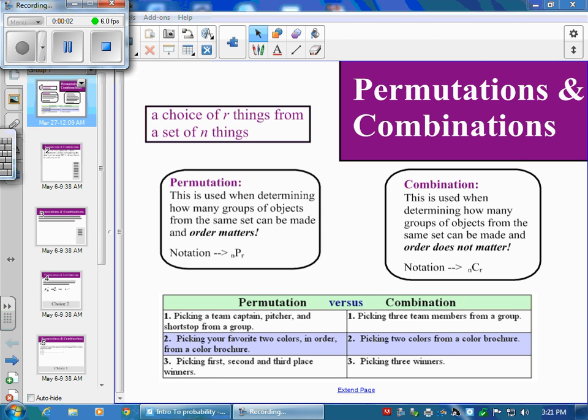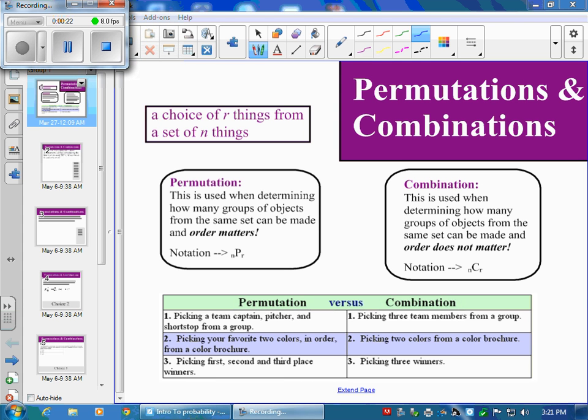This video is intended to review permutations and combinations, which is a topic you learned in integrated algebra. Whether we're dealing with permutations or combinations, this is a way of choosing R things from a set of N things. So how many ways can something happen? N will always be your total, and R will be how many you want out of the total.